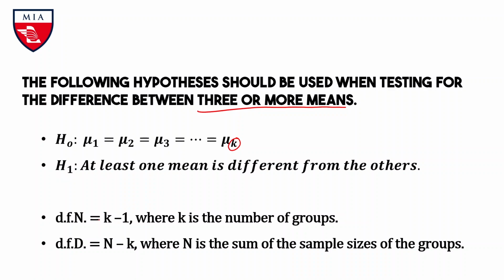So in order for us to find the DFN and the DFD, in order for us to use the F distribution table, DFN is equal to k minus 1, where k is the number of groups in the problem, and our DFD is N minus k, where N is the sum of the sample sizes of the groups, minus the number of groups. Okay?